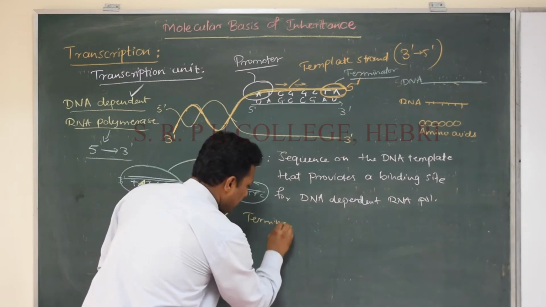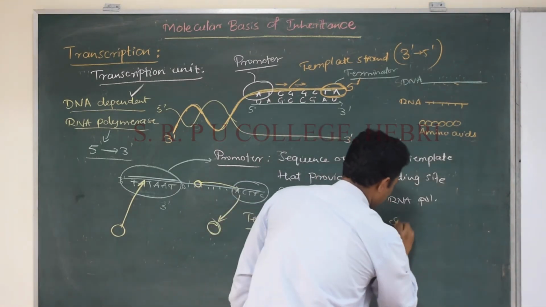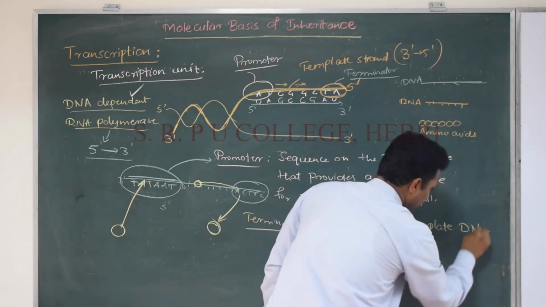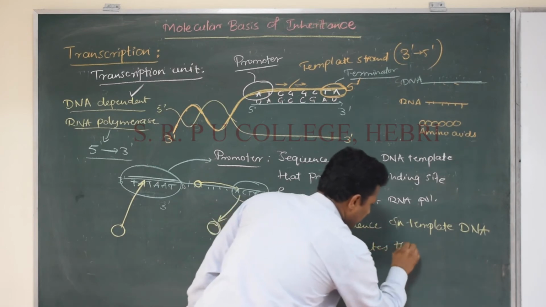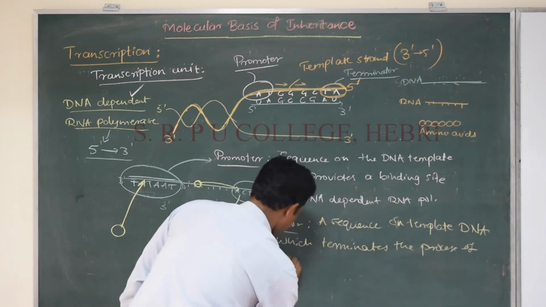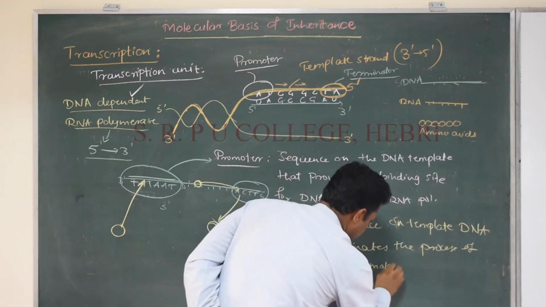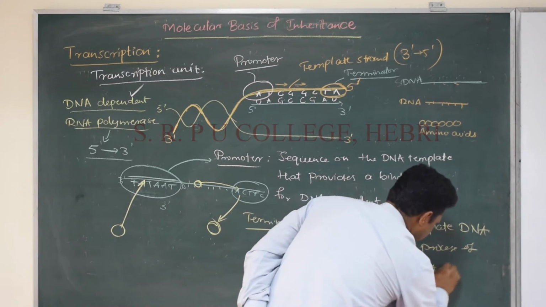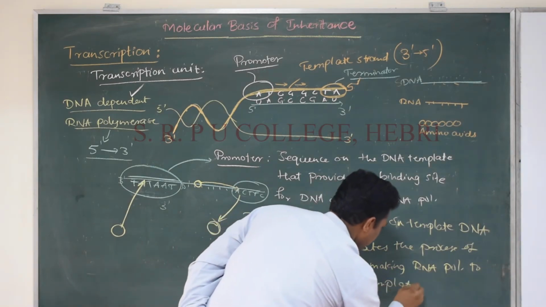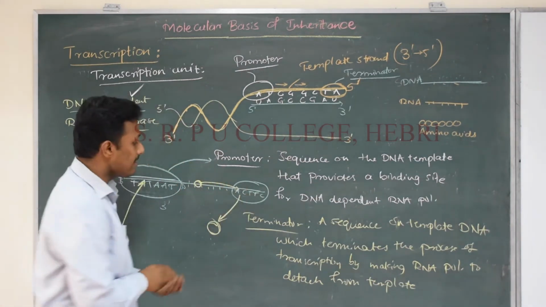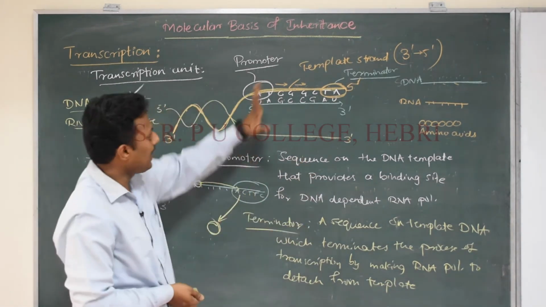I am going to write it here. Terminator is a sequence on template DNA which terminates the process of transcription by making the RNA polymerase detach from the template strand. So that particular sequence on the template strand which helps in the termination or ending of the process of transcription is called the terminator sequence.